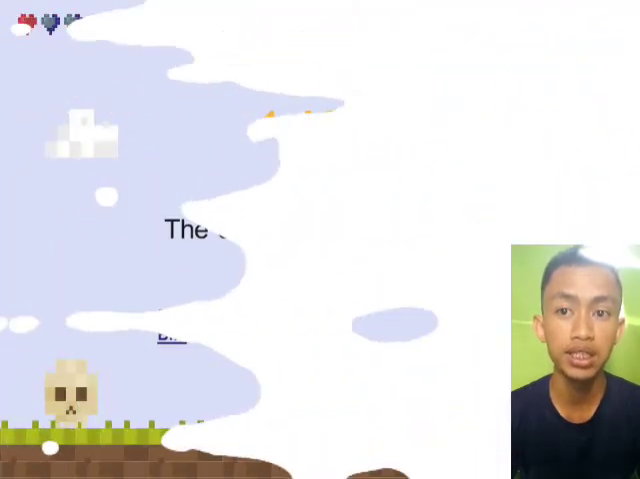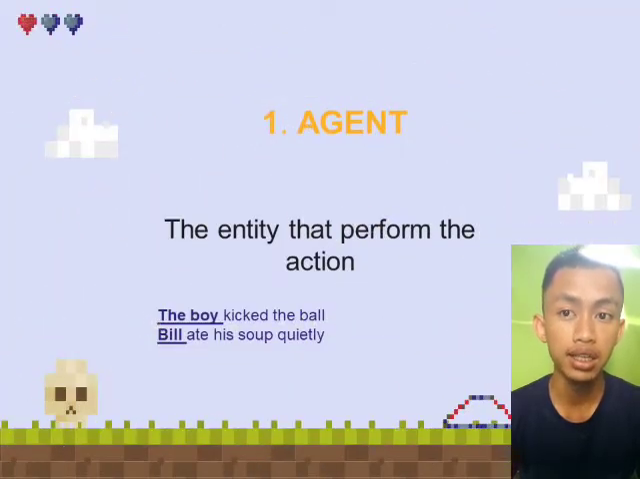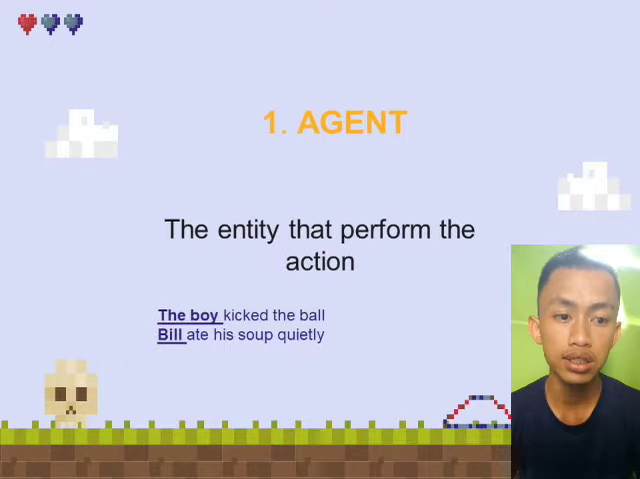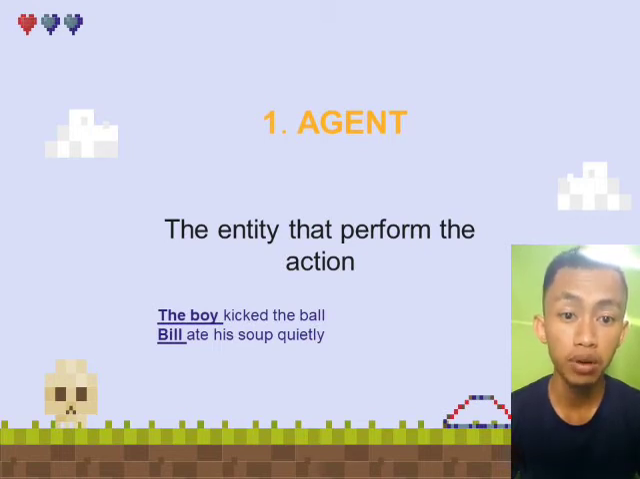The first one is the agent. The agent is the entity that performs an action. It means that the agent is the subject of a sentence. It can be a noun. For example, "the boy kicked the ball." The boy becomes the subject and the person who performed the action because he kicked the ball.